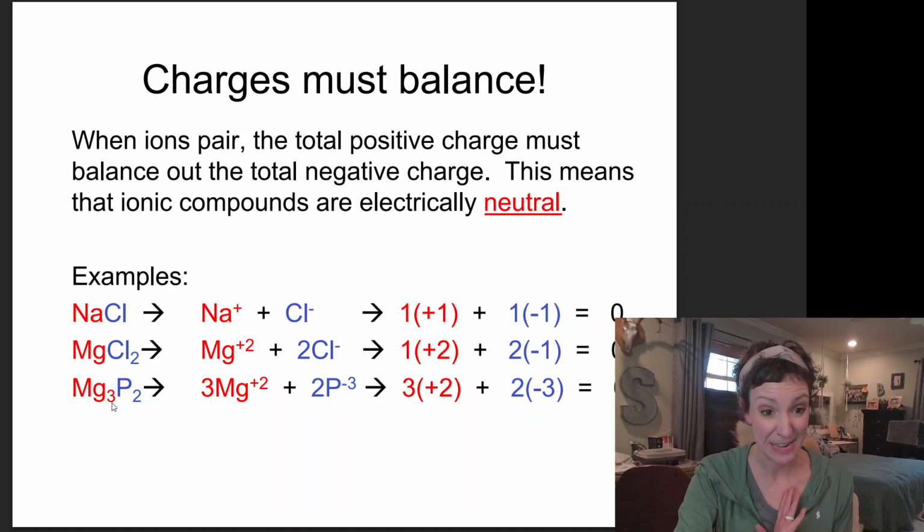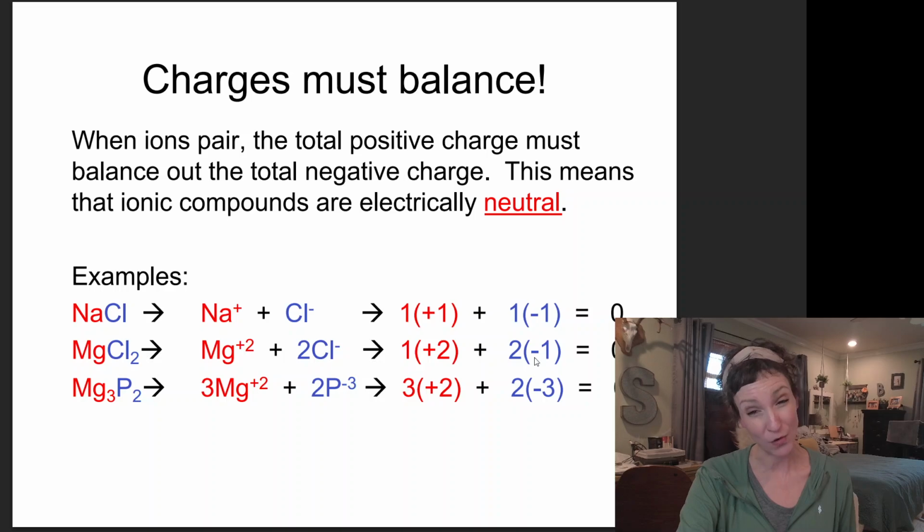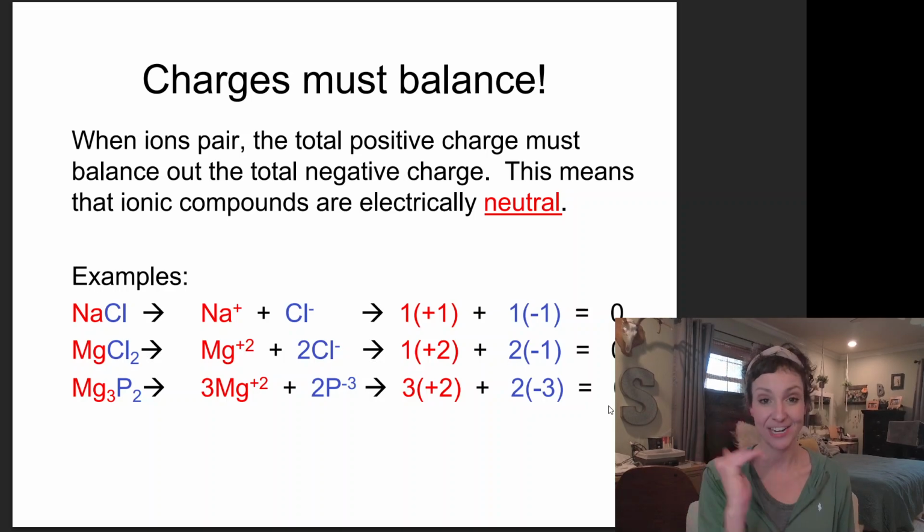I got 3 magnesium ions and 2 phosphide ions. So the 3 magnesium, each with a +2 charge, and my 2 phosphorus, each with a -3 charge. This is overall +6. So this has to be overall -6. So every ionic compound, whatever the formula may be, needs to be neutral at the end.